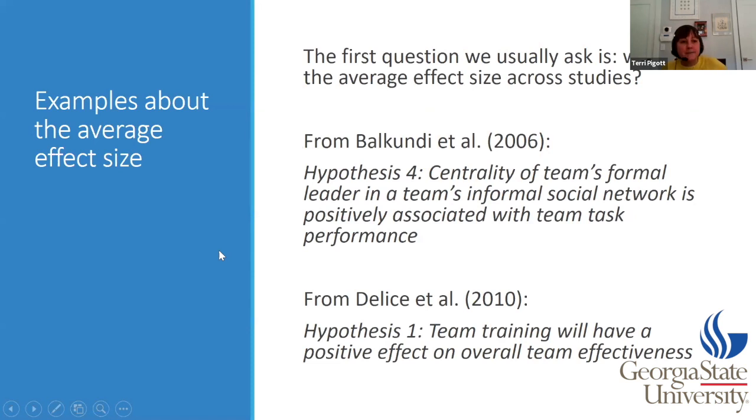So let's look at some examples from our studies about average effect size. Again, the first question we usually ask in a meta-analysis is, what's the average effect size across the studies? So in the Balkundi meta-analysis, one of the hypotheses Balkundi was interested in was the centrality of a team's formal leader in the informal social network. The hypothesis is that the more central that team's leader is in that informal social network, the stronger the association with team task performance. In other words, the more central the team's formal leader is, the more positive the correlation with team task performance. And then in the Delise example, their overall hypothesis is that team training will have a positive effect, that team training will be effective on overall team performance.